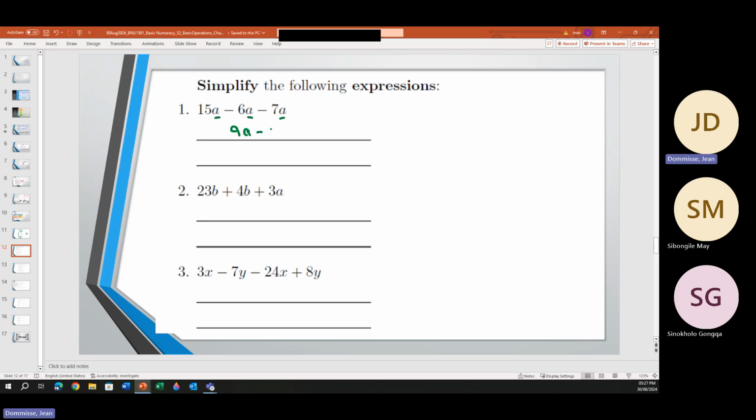9a minus 7a will give you then 2a. Okay, so that is if all of the variables are the same, we can just follow the same procedure. We first look at brackets, okay, no brackets, no orders. Then we can basically just do the subtraction.